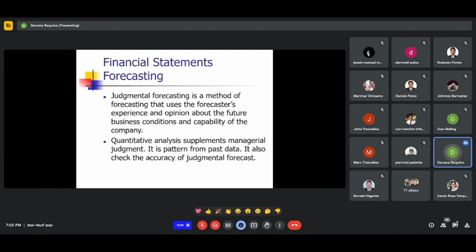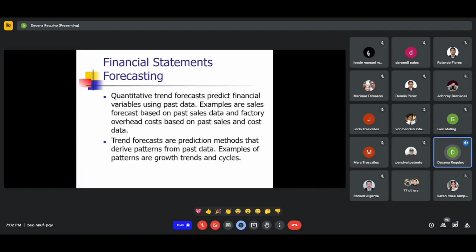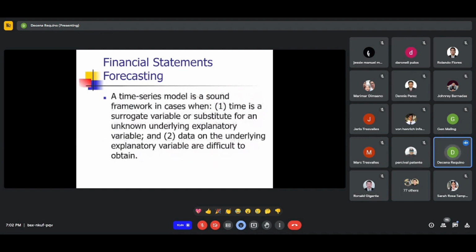Quantitative analysis supplements managerial judgment. It is a pattern from past data. It also checks the accuracy of judgmental forecasts. Quantitative trend forecasts predict financial variables using past data. Examples are sales forecasts based on past sales data and factory overhead costs based on the past sales and cost data. While yung trend forecasts naman are prediction methods that derive patterns from past data. Examples of patterns are growth trends and cycles.